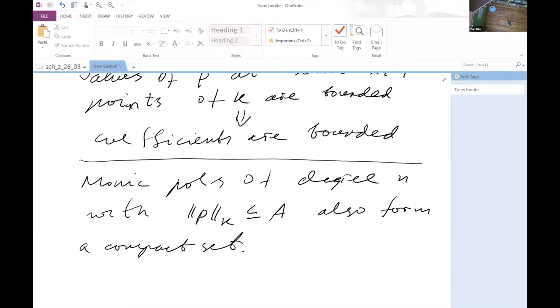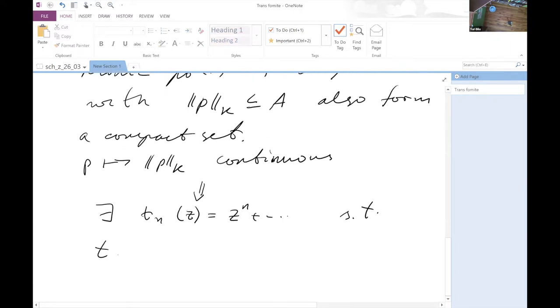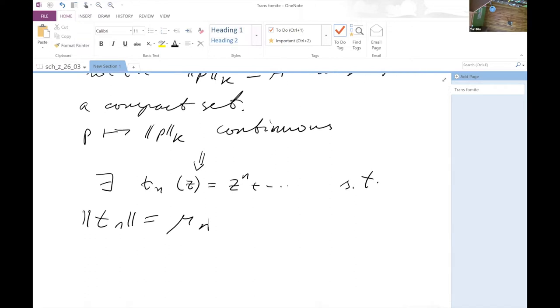so it attains its smallest value. So continuous function and compact set, so there exists some polynomial that we denote Tn, monic of degree n, such that its norm is exactly our mu n. And it is often called Chebyshev's polynomial of degree n for K.